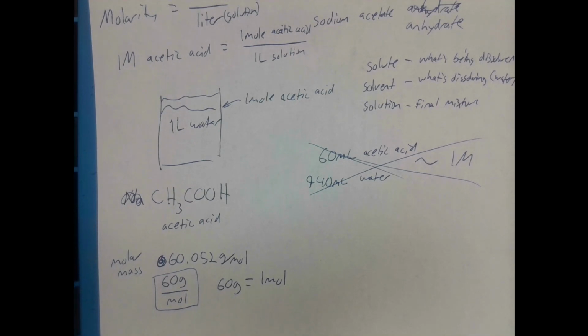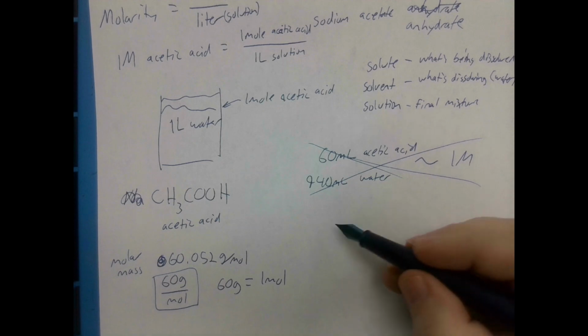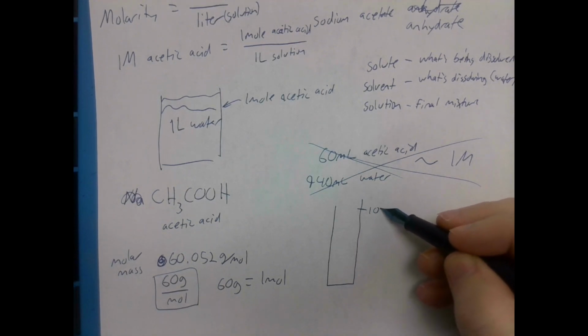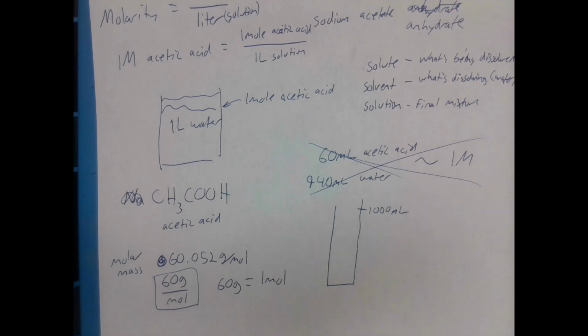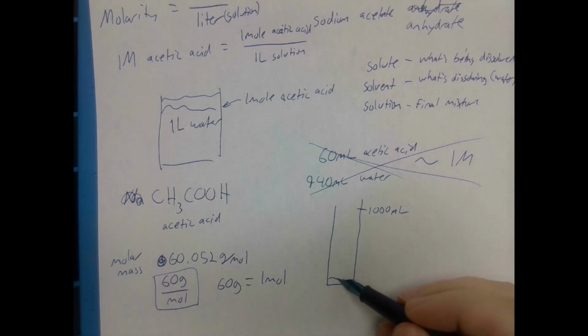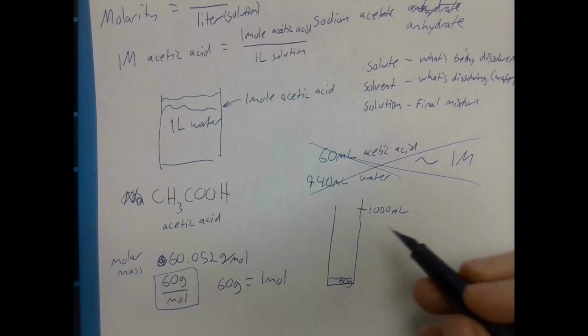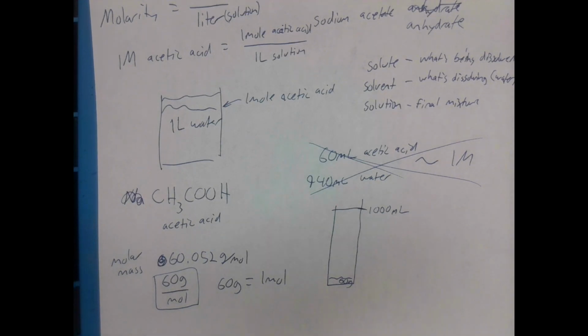Y'all not see it? Let's say I have a cylinder with a marking of 1,000 milliliters on it, and I dump in 60 grams of acetic acid. What do I need to do now? I just fill it to the line with water. That's what I was getting at, but with more complicated steps.